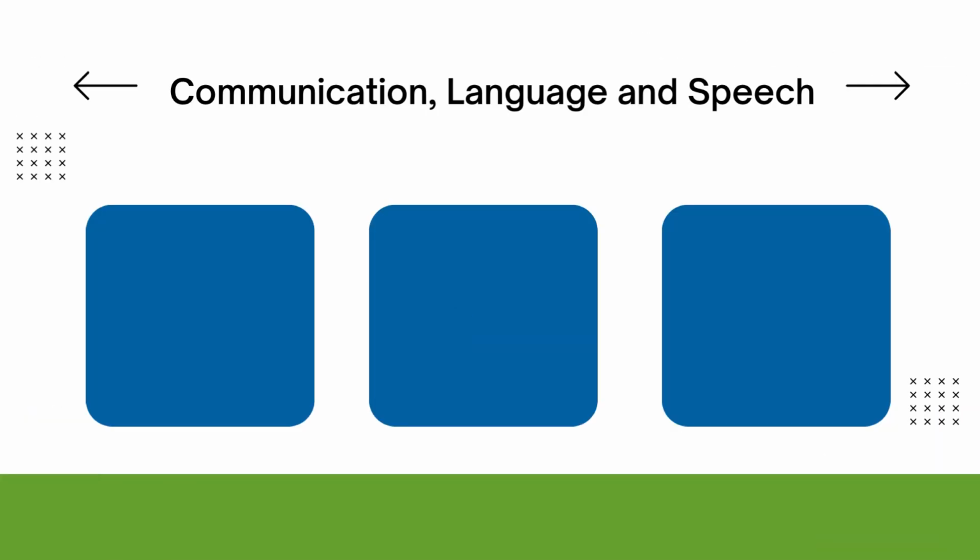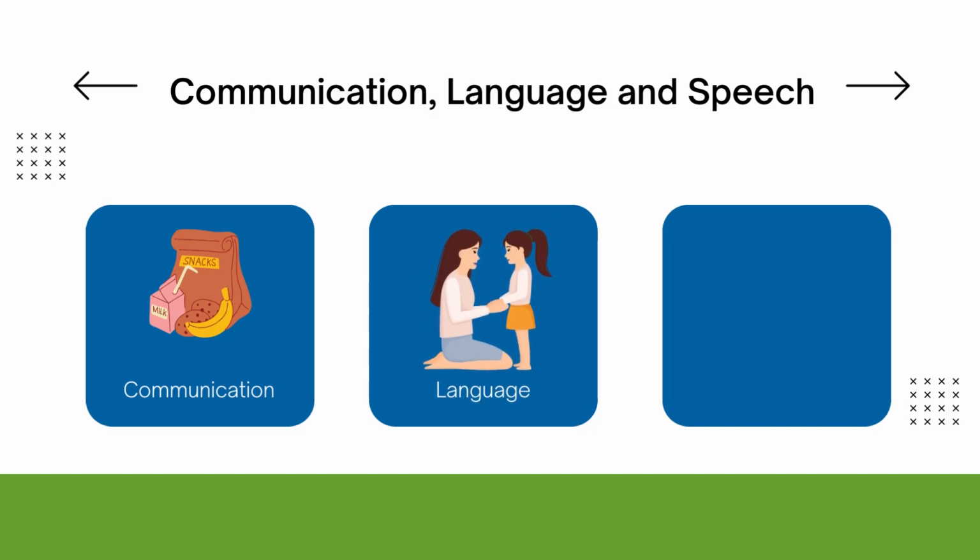Let's look at an example. Think about a child who wants a snack. Let's say the child goes to the fridge and reaches. We can say that this child has communicated they want a snack. Let's say the child says, "I'm hungry," or "Can I have a snack?" We can say this child has used language to tell us they want a snack. Let's say all of the sounds the child said when they said, "I'm hungry," were clear. We can say that they've used clear speech to indicate they want a snack.